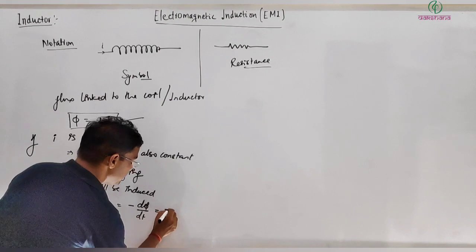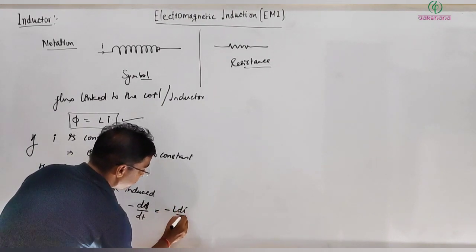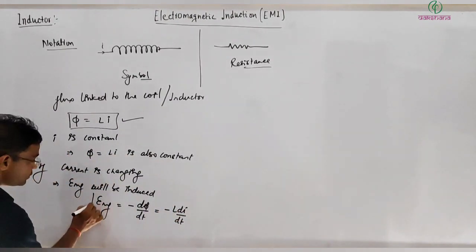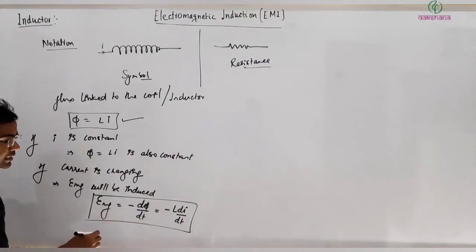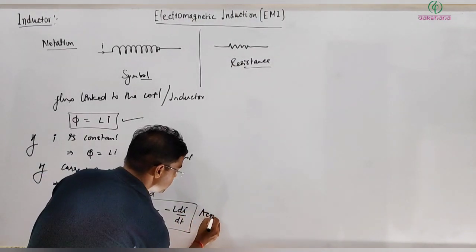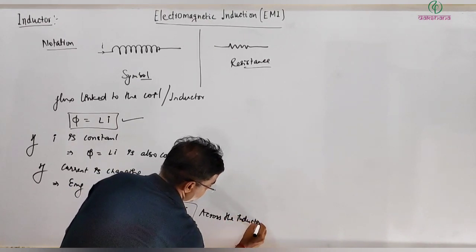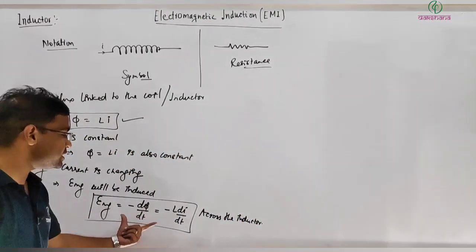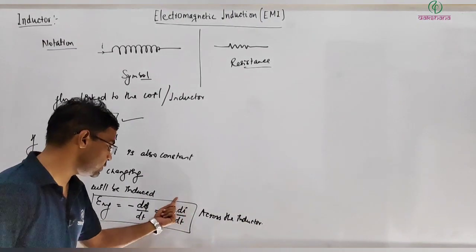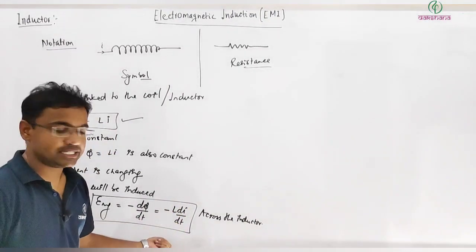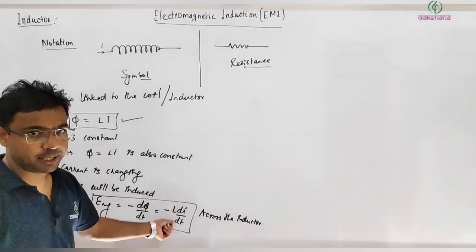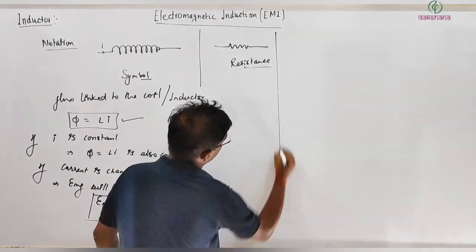Okay, so this I can write as minus L di by dt. So this is the EMF across the inductor coil, across the inductor. I hope you are understanding. Okay, next point: suppose di by dt, meaning the current is changing, definitely the EMF will be this one. The point is, what will be its polarity?